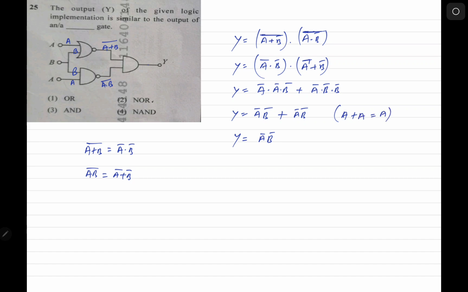Now A bar B bar can be written as A plus B whole bar, and this is the NOR gate. So option 2 is the correct answer. So hope you understood. Move to the next question.